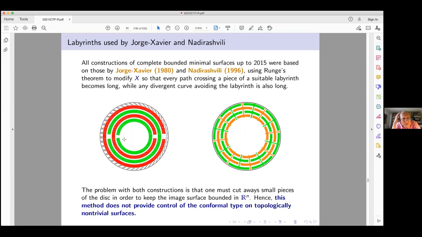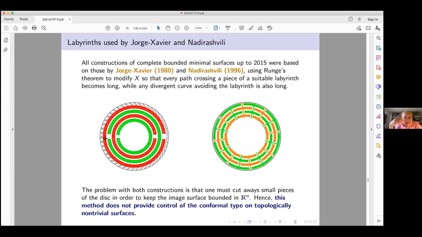And this somehow was used to enlarge the intrinsic metric on these connected components, so that, well, if the curve avoids the labyrinth, it will be infinitely long. The image will be infinitely long. I mean, the curve itself and also the image. But if it crosses most of these pieces, then the image will be long because you did something else there. So either way, the image will become infinitely long.